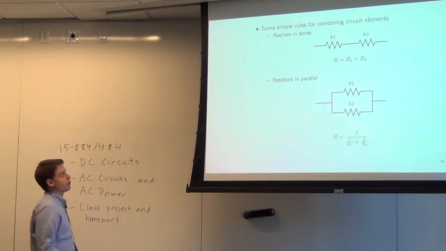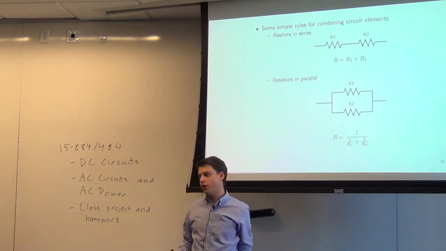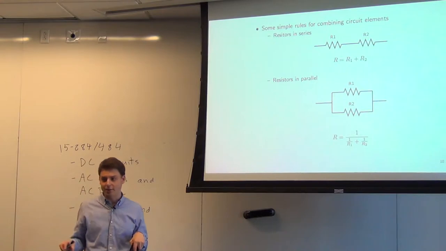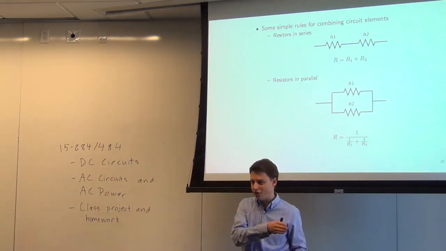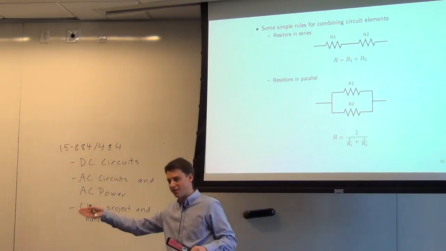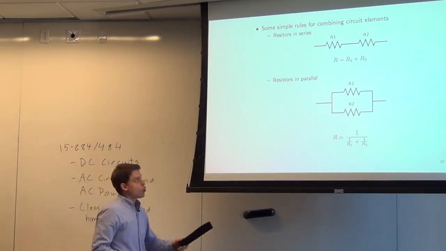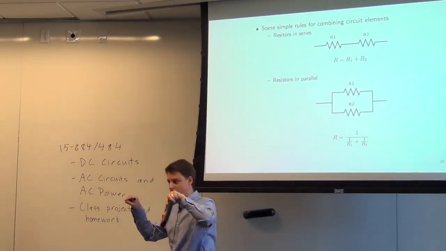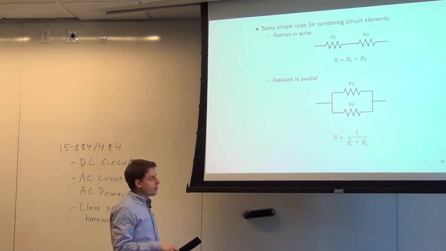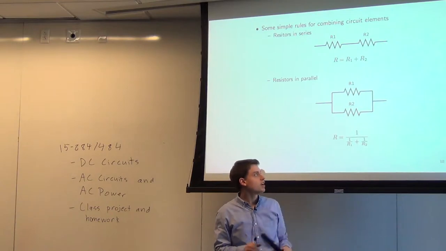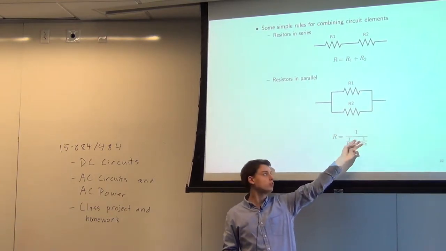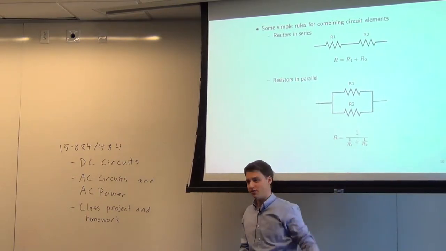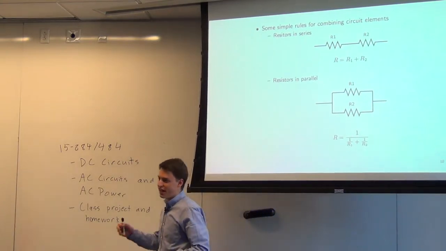The two rules you're probably familiar with are for resistors in series. If you place two resistors in series, that is effectively one resistor with the resistance of each one added up. It makes sense, right? Because the current has to pass through one and then the other, so they add up. When you have resistors in parallel, in a configuration like this where you have two in parallel, you have a different rule for how they combine. The resistance of the total is equal to 1 over the sum of the inverse resistances. So you take the inverse resistances, add those, and take the inverse of that.